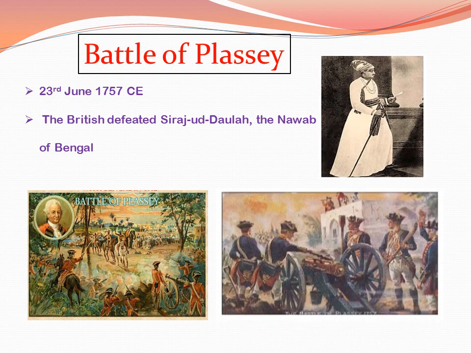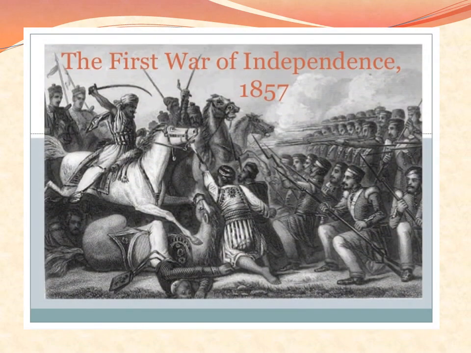On 23rd June 1757 CE, the British defeated Siraj-ud-Daulah, the Nawab of Bengal, in this battle, and they gained control over Bengal. Finally, they became very powerful in Bengal, and in the next 100 years they extended their control in India. The Britishers came to India as traders, but soon became the masters of the whole country.